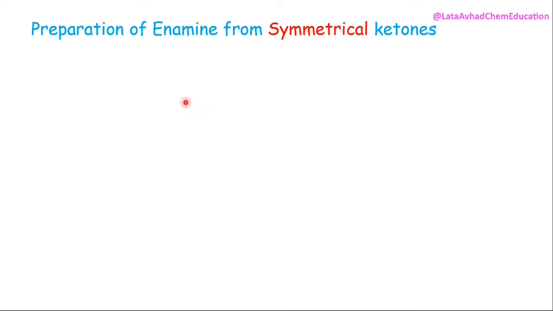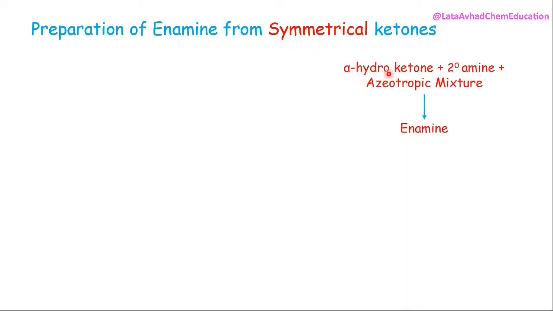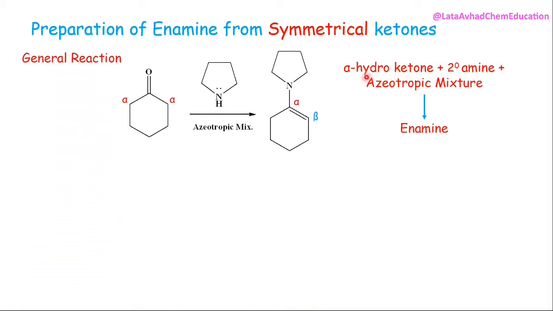Next we will see the preparation of enamine from symmetrical ketones. Alpha hydro ketone is treated with a secondary amine. In the presence of an azeotropic mixture, we get enamine as a product. As I said, alpha hydro ketone, that means alpha hydrogen is a must for the reaction. A moiety which does not have alpha hydrogen does not give enamine. Here you can see the reaction.